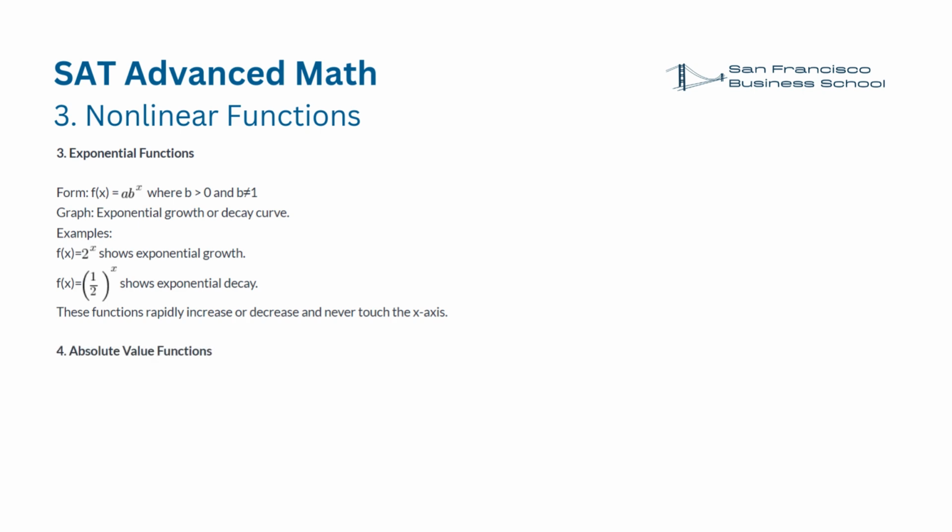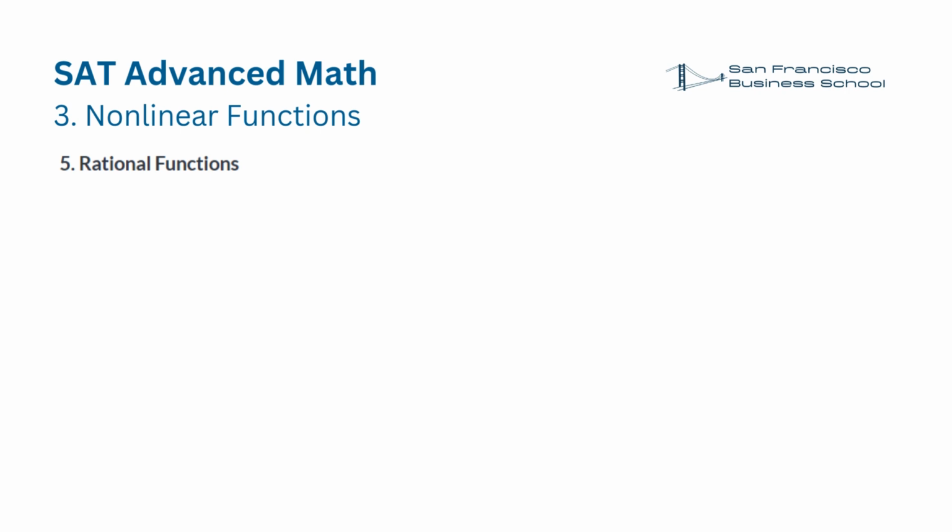4. Absolute value functions. Form: f(x) equals the absolute value of x plus b. Graph: V-shaped graph. Example: f(x) equals the absolute value of x minus 2. Graph this function. The graph has a vertex at x equals 2 and opens upwards.